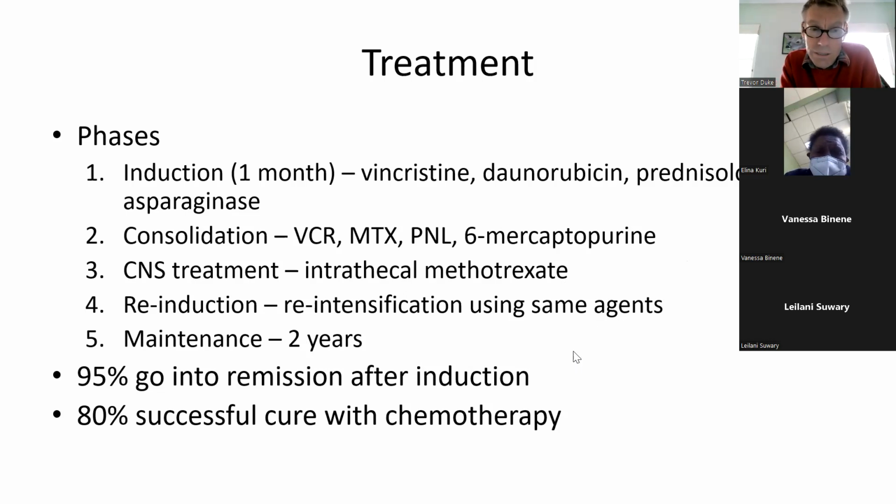For children with acute leukemia, 95% go into remission after their induction therapy, and about 80% of them are successfully cured with chemotherapy. So the reason why it's good to know about acute leukemia is that it has a high cure rate if you can do all of that, but it takes up to 18 months to 2 years of therapy usually.